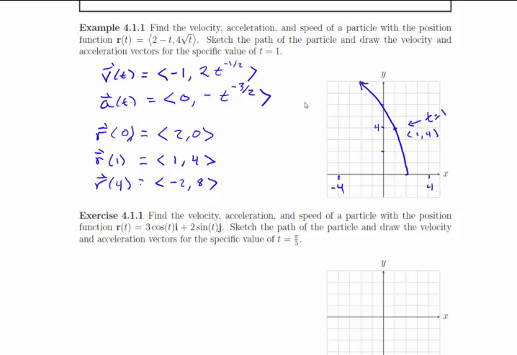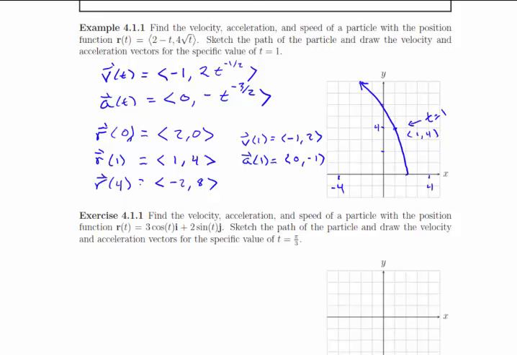Okay, great. So now we want to know at t equals 1, what are our velocity and acceleration vectors? So I'm going to do this right here. V of 1 equals -1, 2, and A of 1 equals 0, -1. So if I plot these vectors, we don't want to do this from the origin. We want to plot our velocity and acceleration vectors from this point.